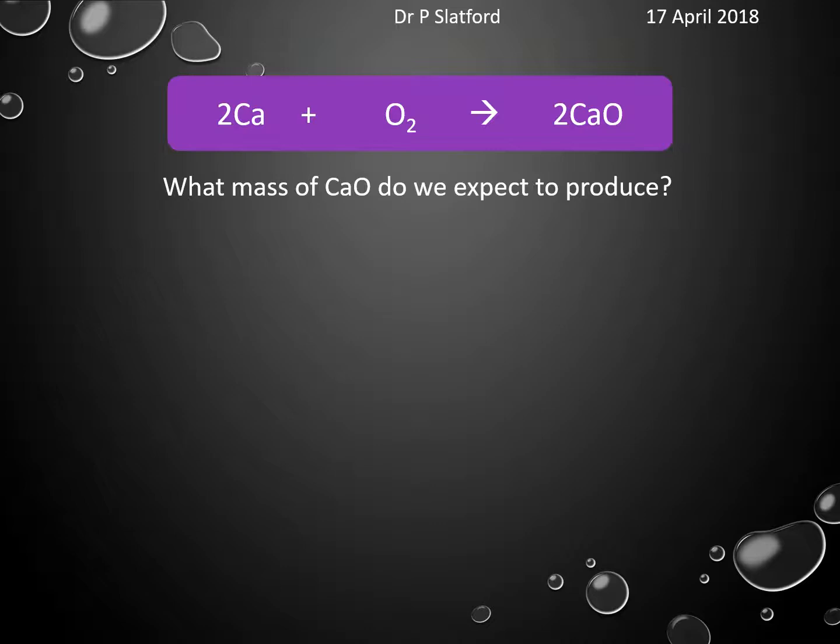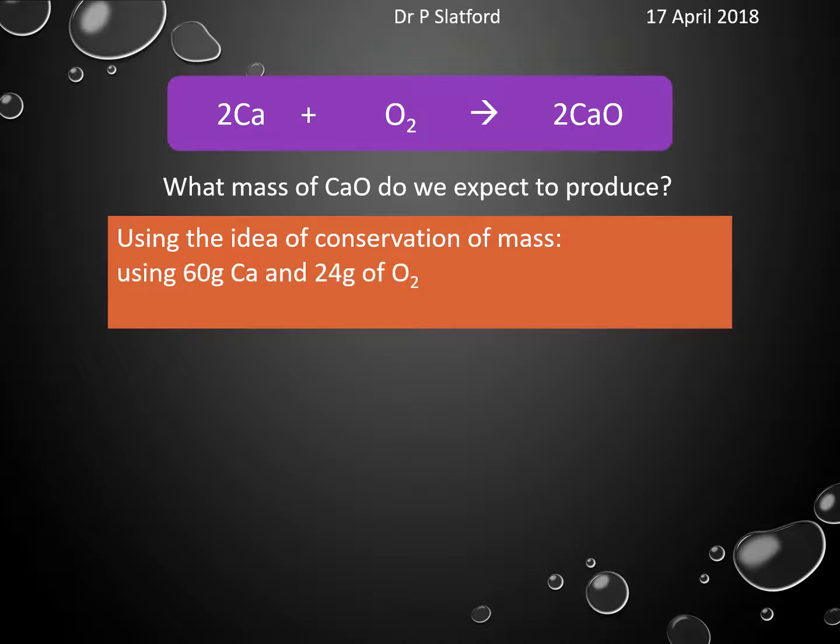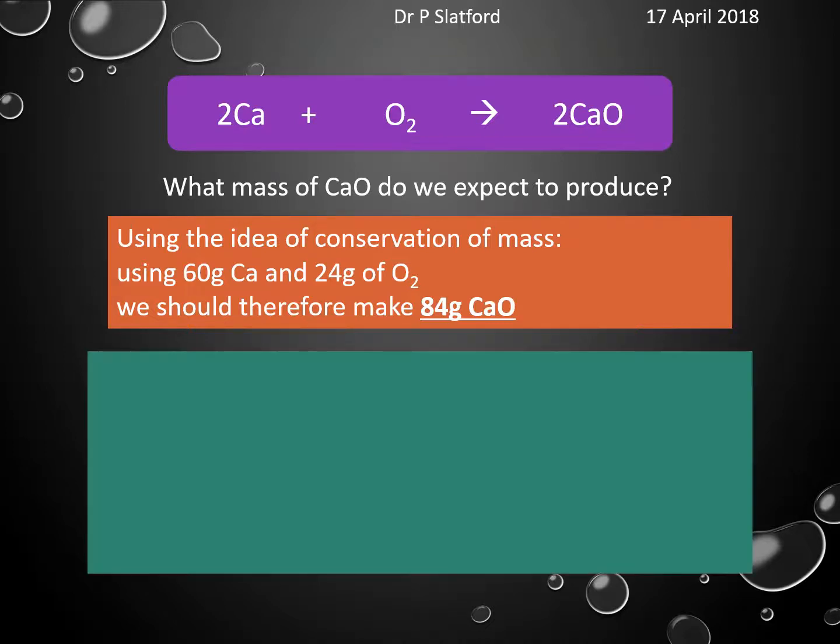Okay, so using those figures, what mass of calcium oxide am I going to expect to be able to produce? Well, there's two ways of doing this. The first idea is using conservation of mass. If I'm using 60 grams of calcium and 24 grams of oxygen, then because I don't lose any mass anywhere, the atoms don't just disappear or appear, we should be able to make 84 grams of calcium oxide according to those figures.